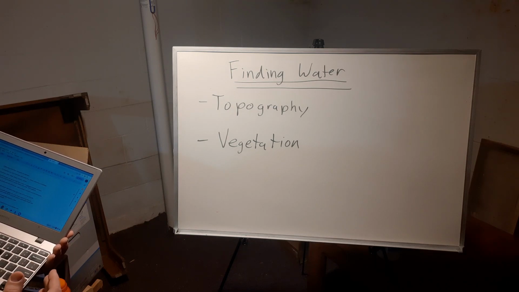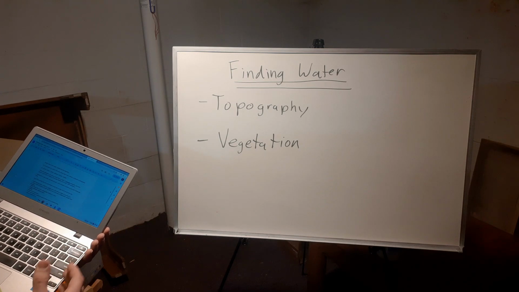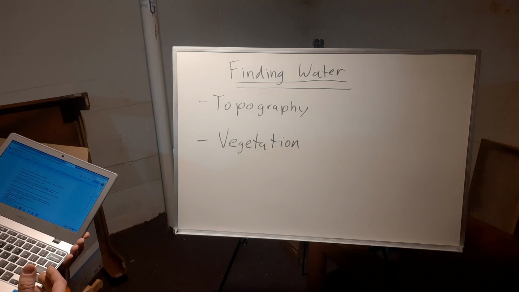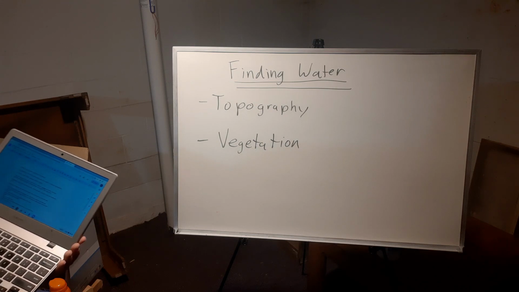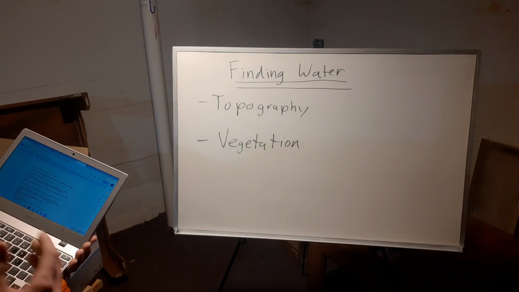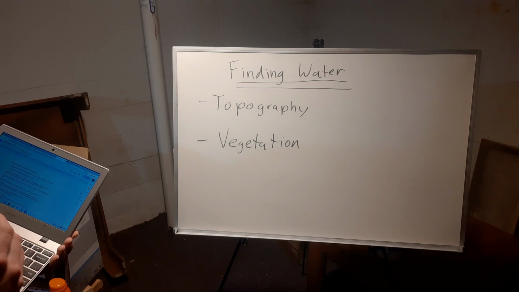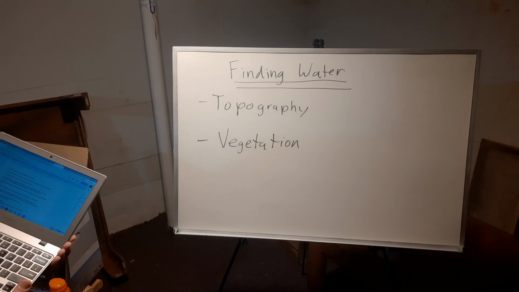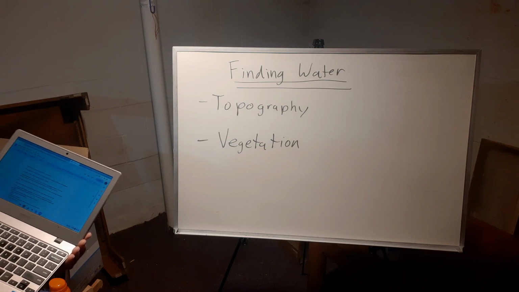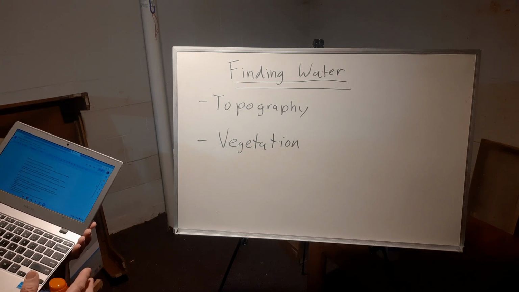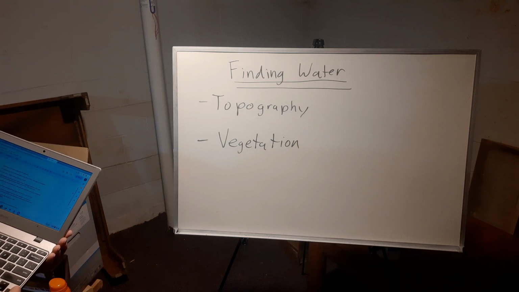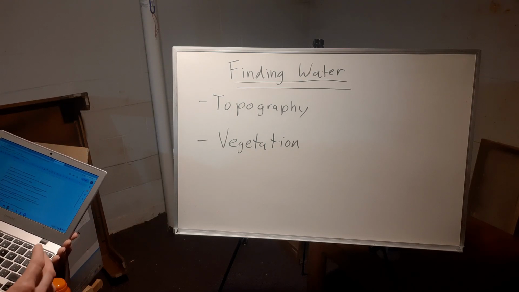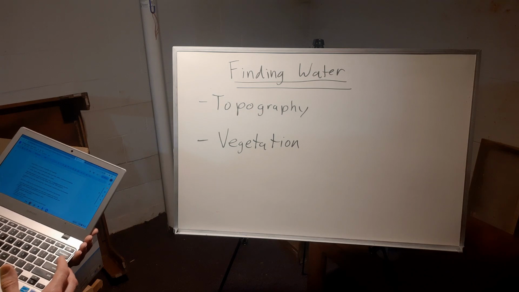For example, certain species of trees need a lot more water than other species of trees, okay? Generally speaking, evergreen trees and conifer trees need more water than hardwoods, okay? So trees like hemlocks, firs, spruces, usually you'll find those types of trees in moister areas, okay? Areas where there's more water in the soil, okay?